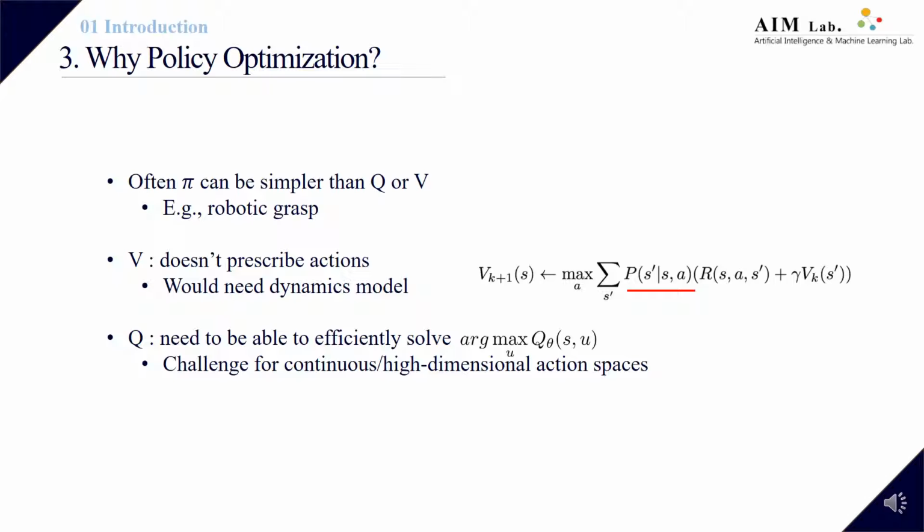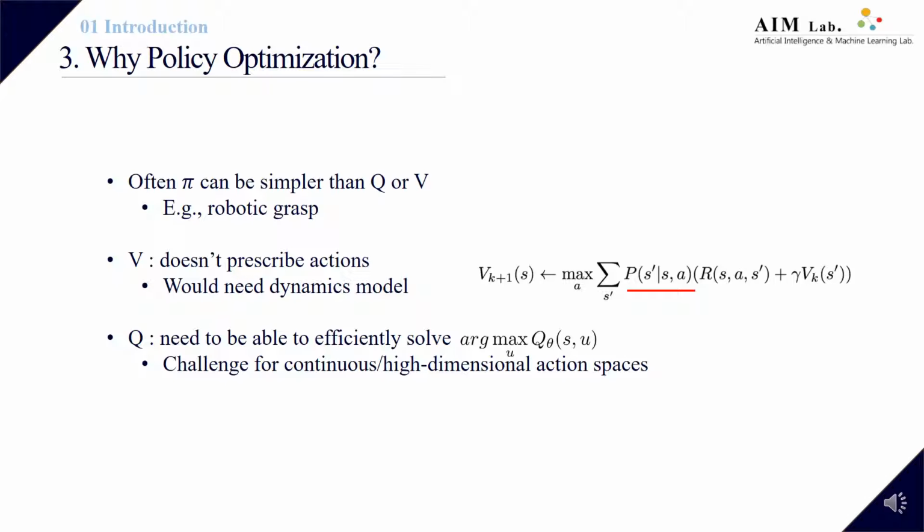So, why policy optimization? There are several reasons. First, often setting policy pi can be simpler than setting Q or V values. As an example, let's consider a robotic arm grasping a stick. To learn Q or V values, we need an exact numerical reward associated with the process, which might be the timing or how robust the grasp is. It is difficult, but if we use policy optimization, we can just skip these details.